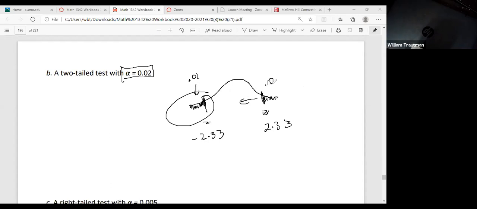Or at this point, you can type in 0.01. I typed it in wrong. 0.01. There we go. You can type in 0.99. Because 1 minus 0.01 is 0.99. And you would get the same thing. 0.01, you get a negative 2.33, and it's symmetrical on the other side, or you can type in 0.99 because this whole side would be 99% if that's just 1%.